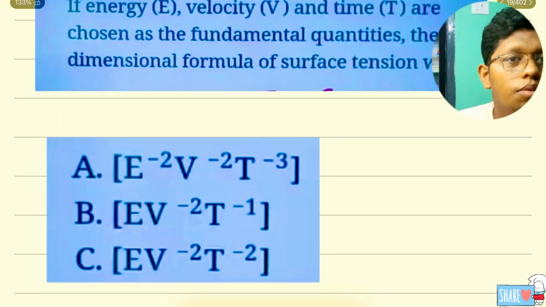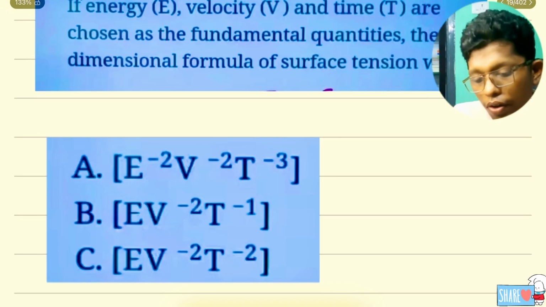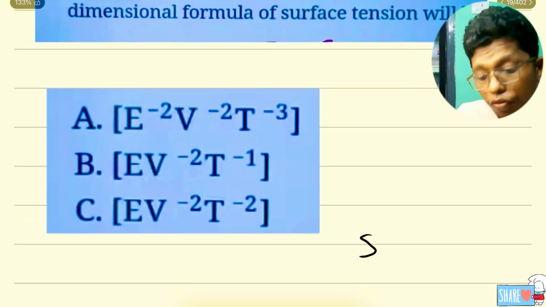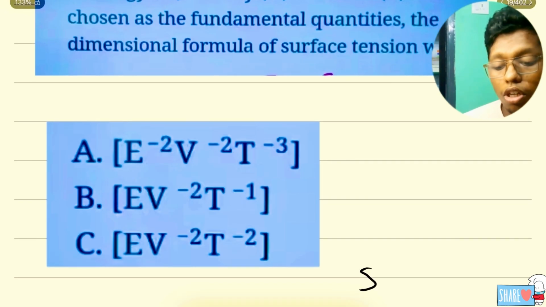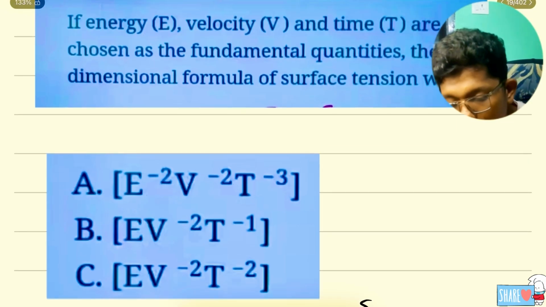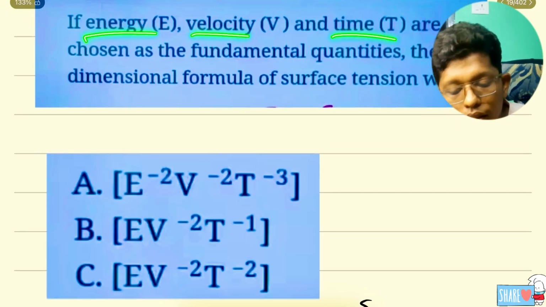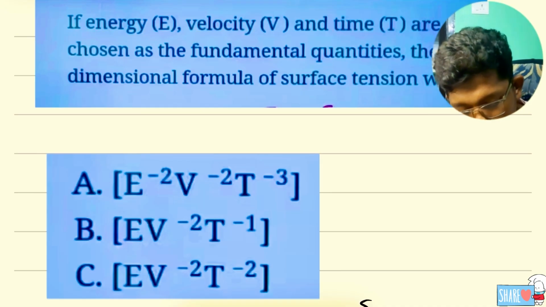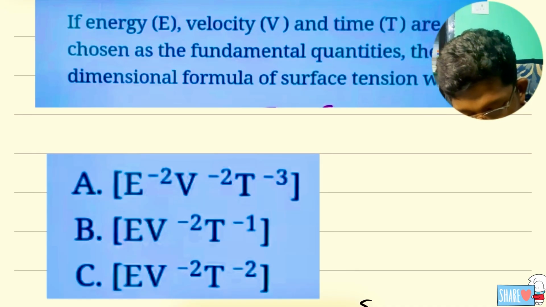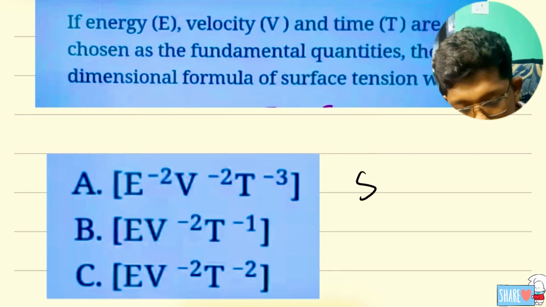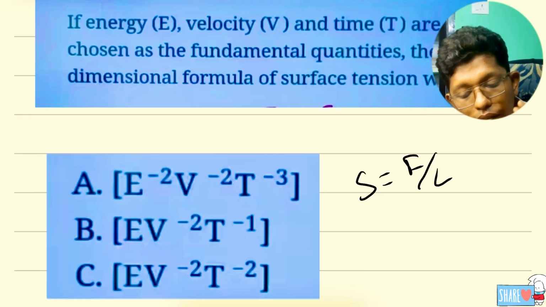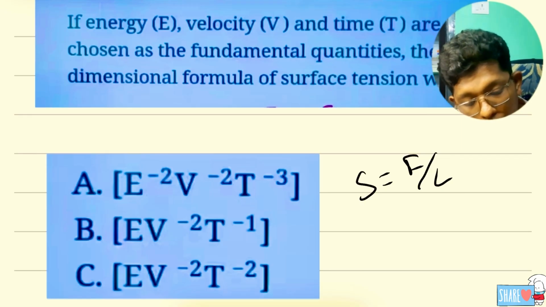Now I will solve this sum. It's very interesting. It is about surface tension. I have already solved a similar one, but this is different because they ask in terms of energy, velocity, and time. You should know the answer. Let me do it in a different way. Surface tension is force by length, and we need velocity and time.